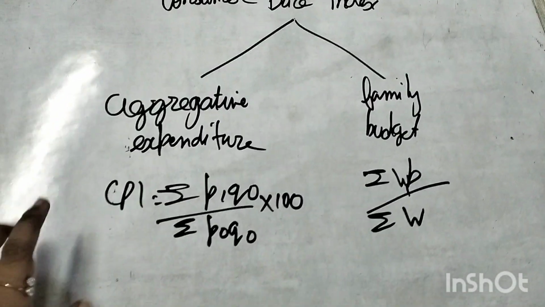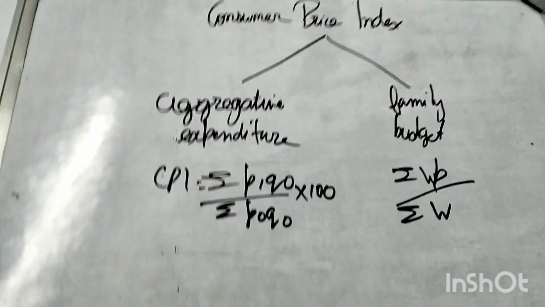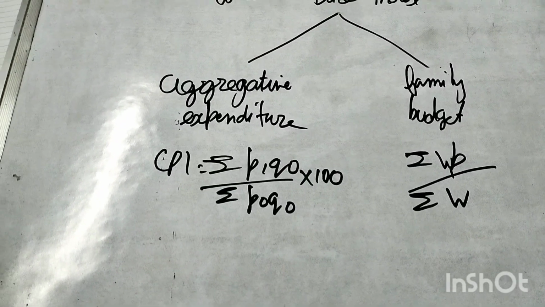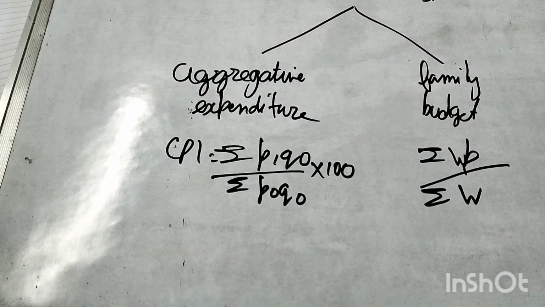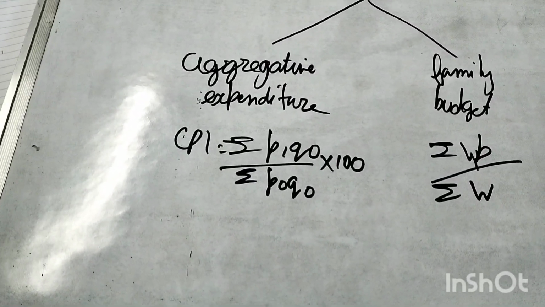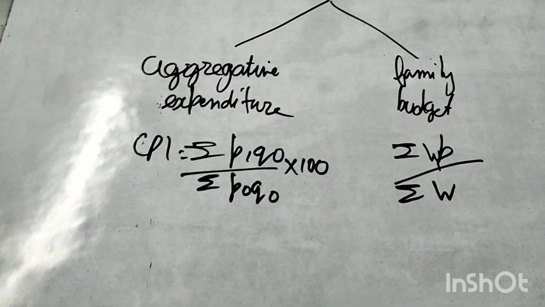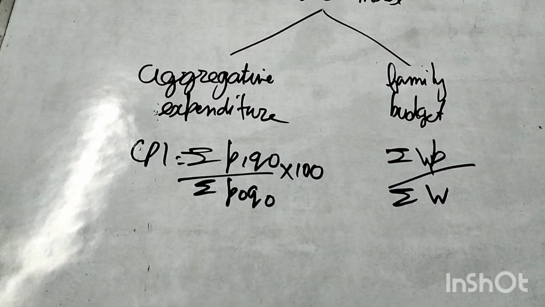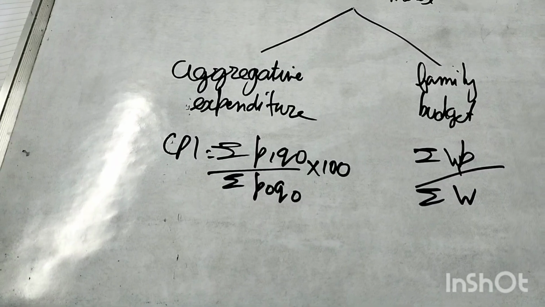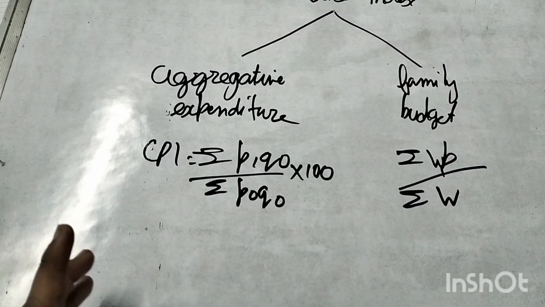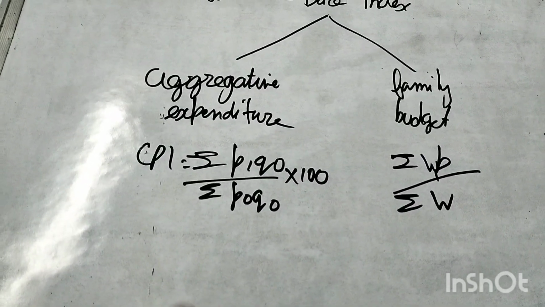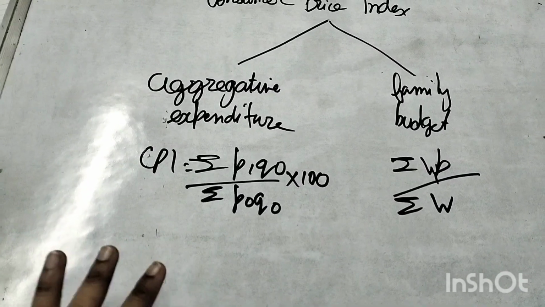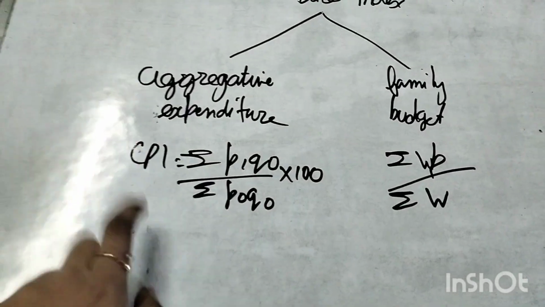Consumer price index, you have two methods. There's an aggregative expenditure method and family budget method. So in aggregative expenditure, that's nothing but summation P1 Q0 by summation P0 Q0 into 100. And family budget is summation WP by summation W. I guess for the preparatory, I messed these two methods. Instead of doing aggregative expenditure, I did family budget. No, I'm sorry. Instead of family budget, I did aggregative expenditure.